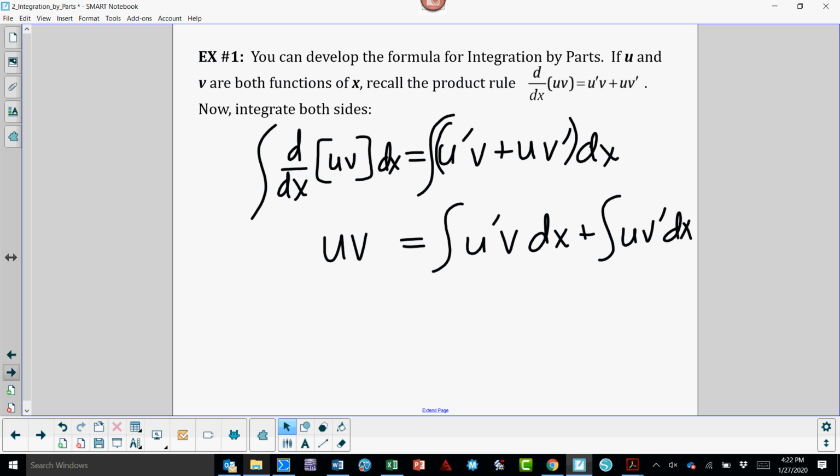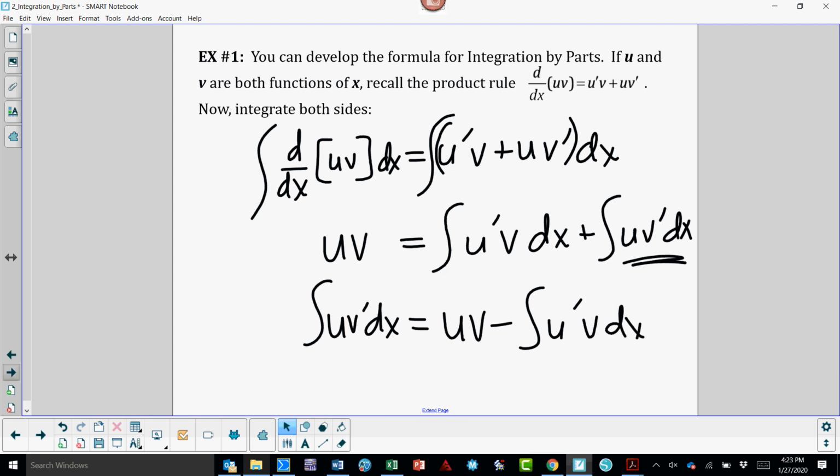And then what we're going to do is solve for the way that we're going to end up writing it, which is this. So this is how we're going to set things up in order for it to work. So we're going to actually solve for that. So we're going to have the integral of u v prime dx is going to equal uv minus the integral of u prime v dx. My primes are kind of crazy. All right, so this is the formula.